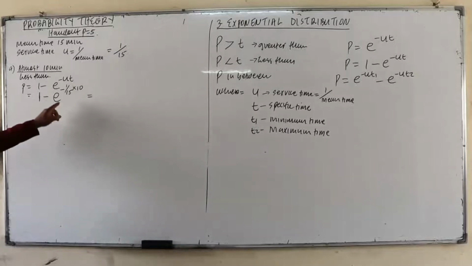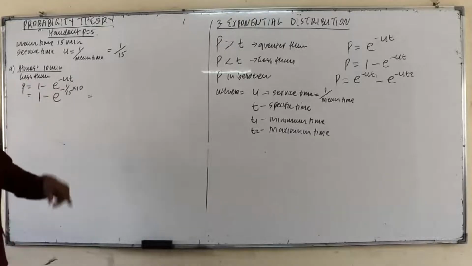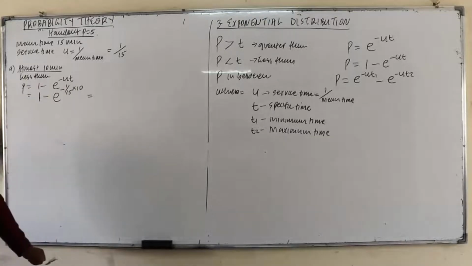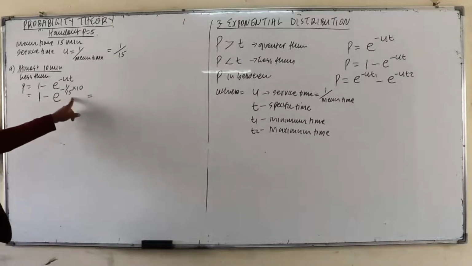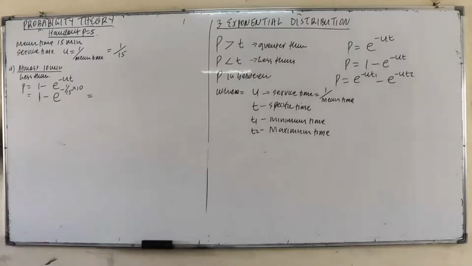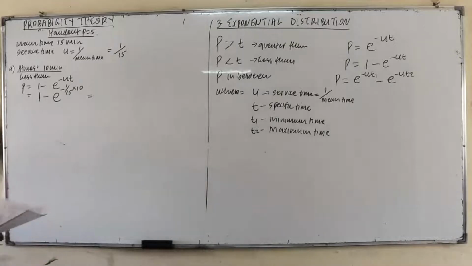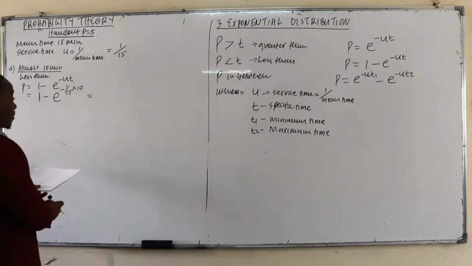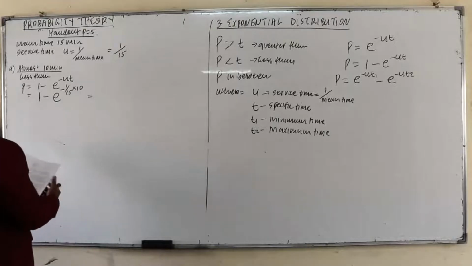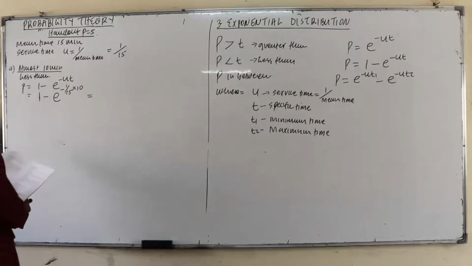So this is what you do. You take shift natural log, you get e. Then you open the bracket, negative 10 divided by 15, close the bracket. Equals 1 minus the answer. Zero point.